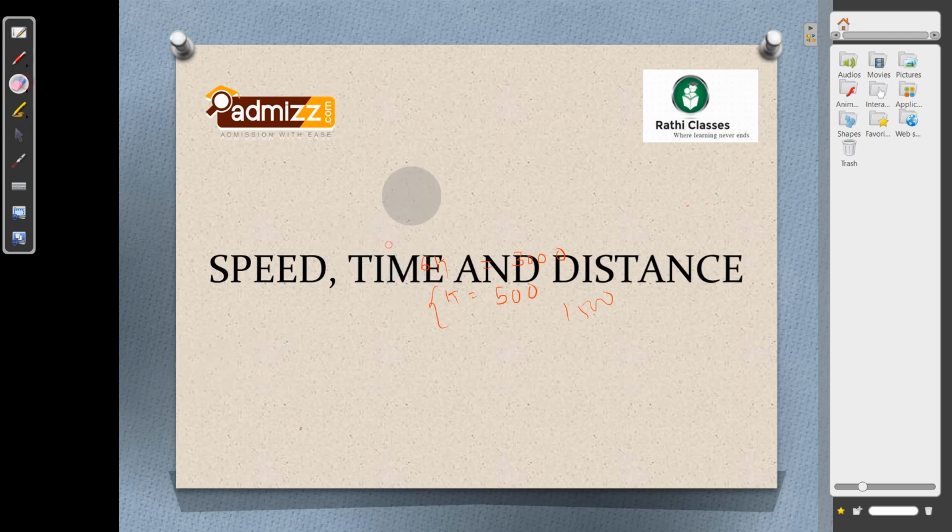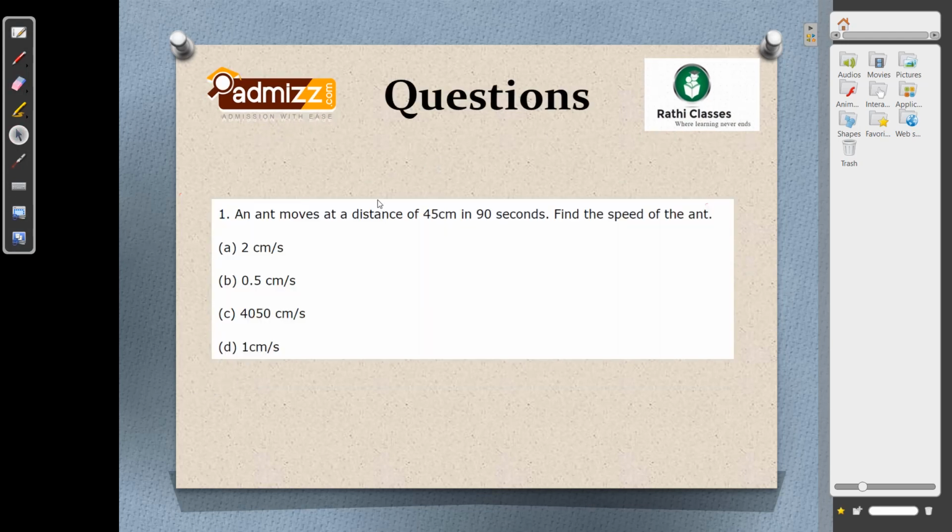So the next topic would be speed, time and distance, some of the numericals based on that. As you can see, an ant moves a distance of 45 centimeters in 9 seconds. Find the speed of the ant. We know the concept, speed is equal to distance by time. As you can see, the option is in centimeter per second. So what you will do is just 45 by 9, the value is 5, so the answer is 5.